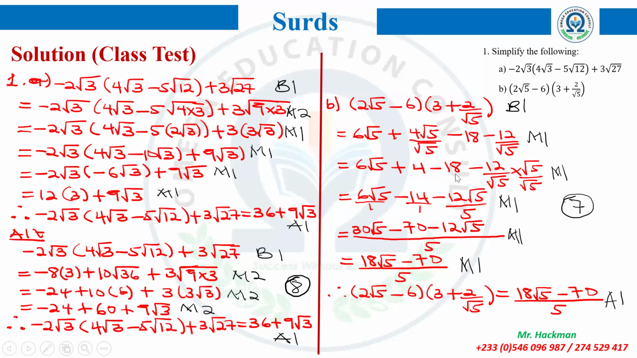Okay, this can be combined because I can see that they are obviously like terms. So 4 minus 18, that will give me minus 14. Then this will give me 12 roots of 5 all over what? 5, because this will give me root of 5 times root of 5, which will give me root of 5 squared, which is 5.